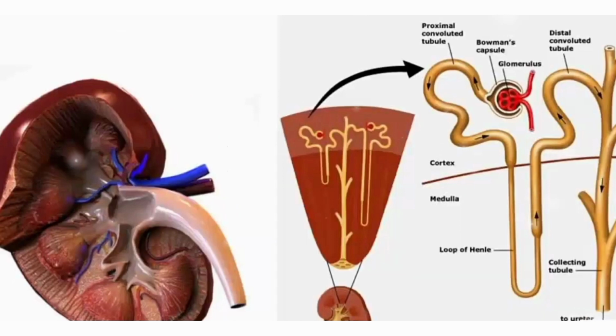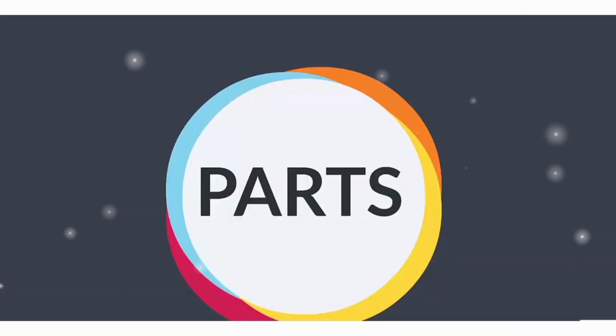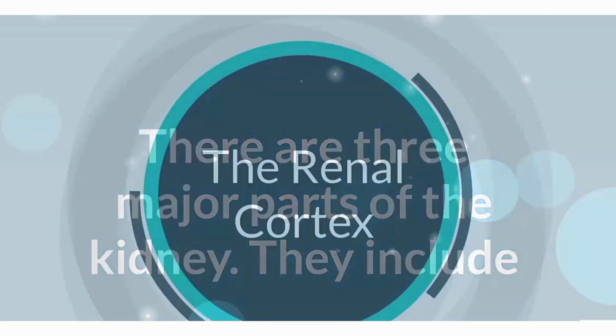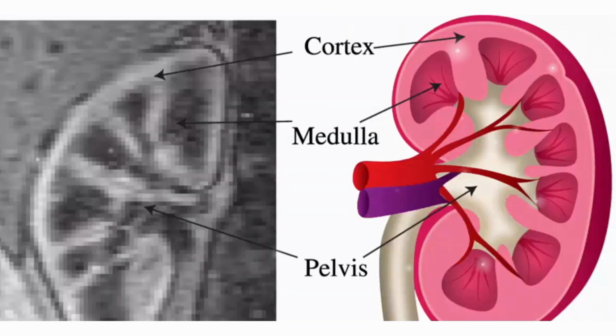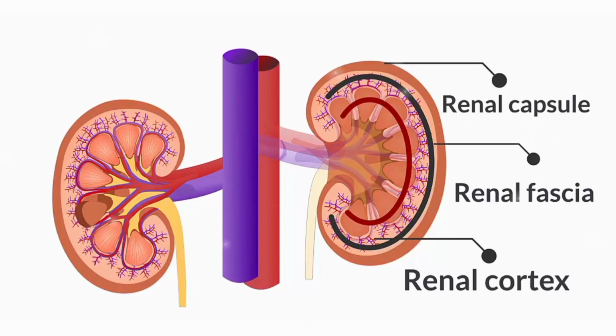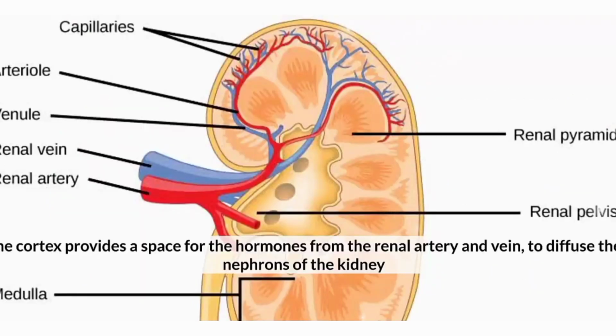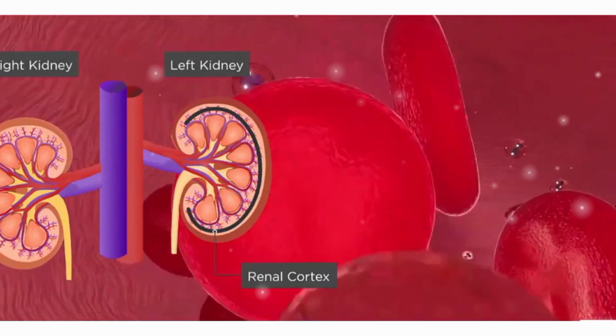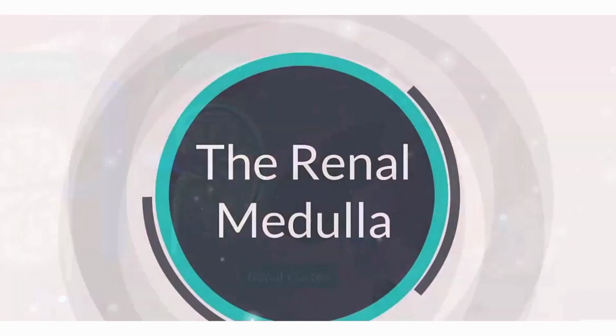The internal layers of the kidney are made up of nephrons. Let's see the parts of the kidney. There are three major parts of the kidney. They include the renal cortex, the renal medulla and the renal pelvis. The kidneys are enclosed by the renal cortex, a layer of tissue covered by the renal capsule and the renal fascia. The cortex provides a space for the hormones from the renal artery and veins to diffuse to the nephrons of the kidney. A hormone necessary for the synthesis of new red blood cells is also produced in the cortex.